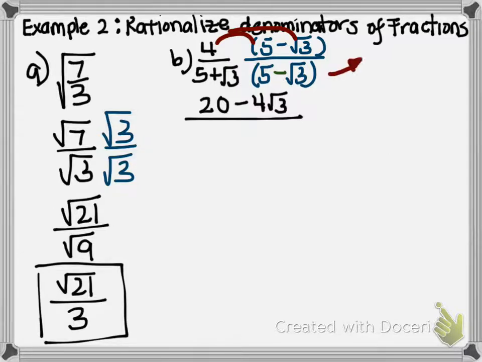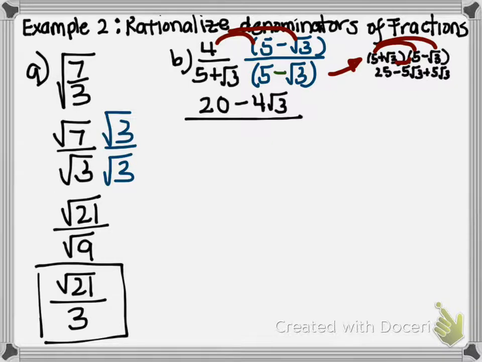So putting it to the side here, we have 5 plus the square root of 3 times 5 minus the square root of 3. Again, first thing we do is 5 times 5, which is 25. Then you want to do 5 times negative square root of 3, which is negative 5 square root of 3. Then you want to do the inside, so the square root of 3 times 5 is positive 5 square root of 3.